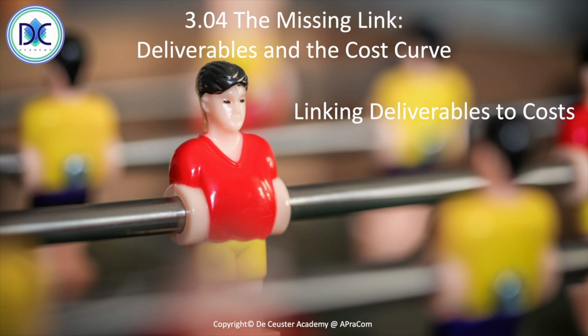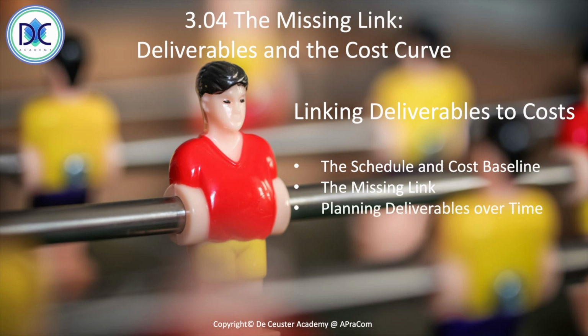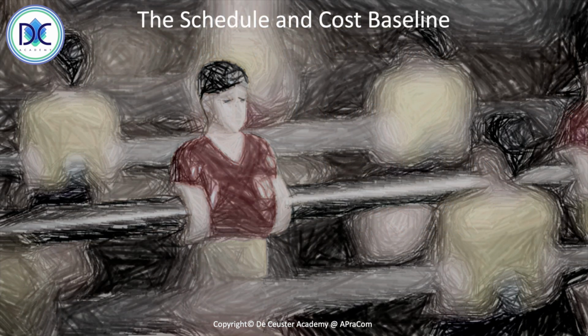So what we are going to do is link the deliverables and the costs, and we're going to do that in different steps. First of all, I'm going to have a look at the schedule and the cost baseline. What are those? How do they link basically to the budget? And that's where, once we have the schedule and the cost baseline, we can in fact define what the missing link is. We're going to plan the deliverables over time, and then we're going to link the cost to those deliverables. So let's have a look at the schedule and the cost baseline.